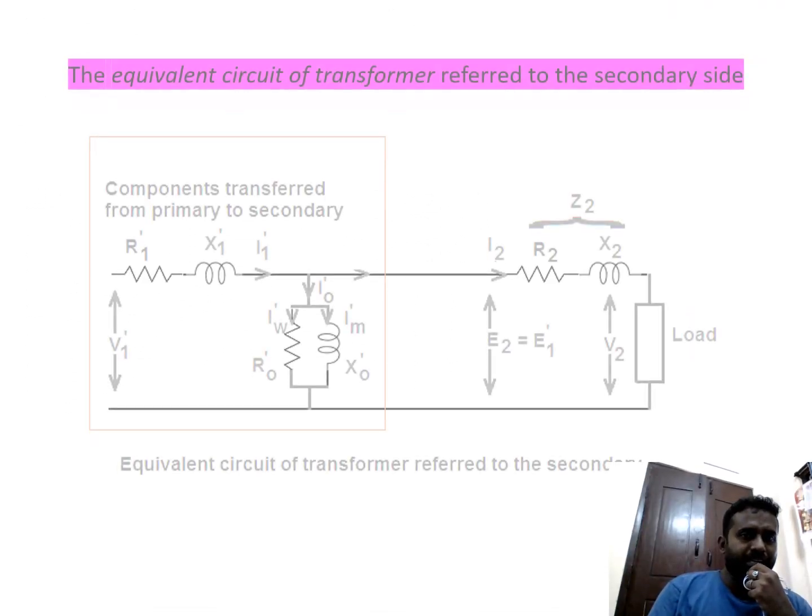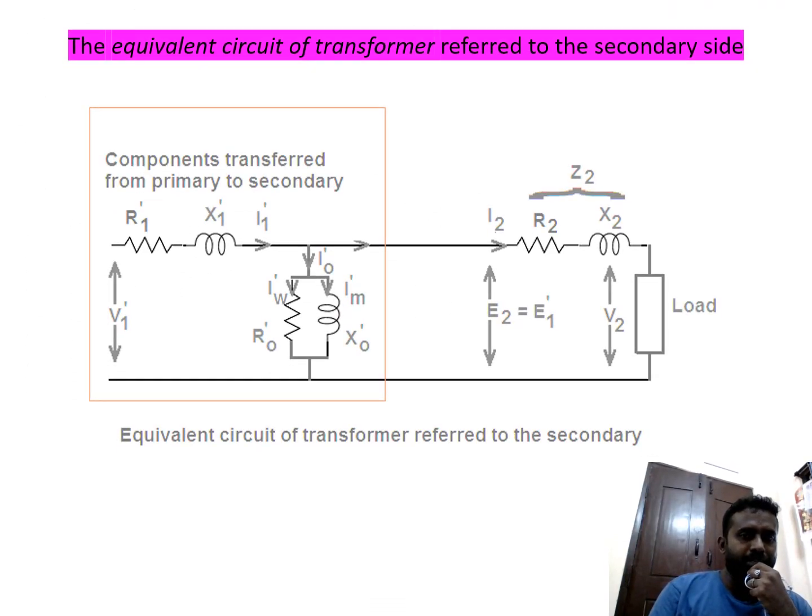So previously we referred the secondary parameters or components to the primary, that is R2, X2 and ZL were referred to primary as R2 dash, X2 dash and ZL dash. Now we are trying to make an equivalent circuit of the transformer which is referred to the secondary side. That means R1, X1 and E1, V1 must be transferred or drawn to the secondary side, that is R1 dash, X1 dash, V1 dash, I1 dash. Now what are these values?